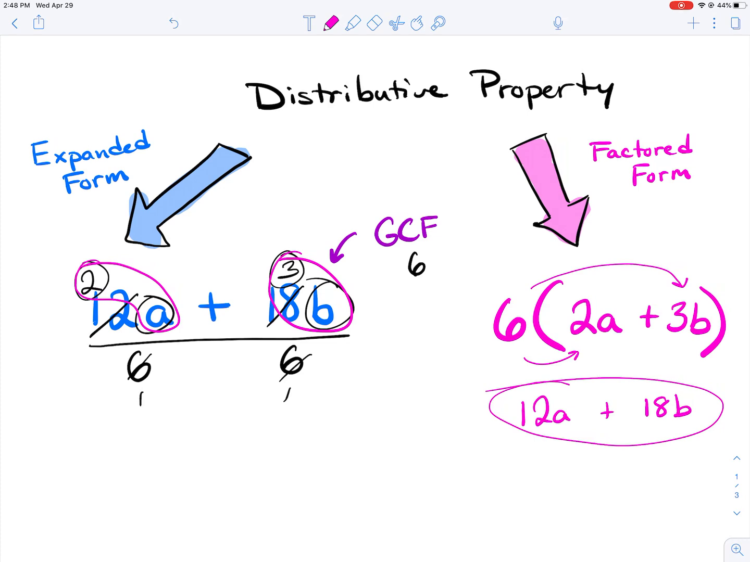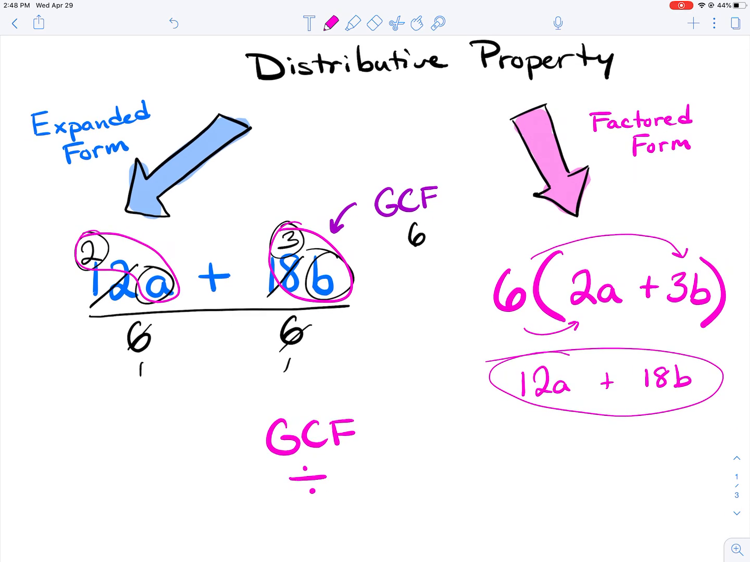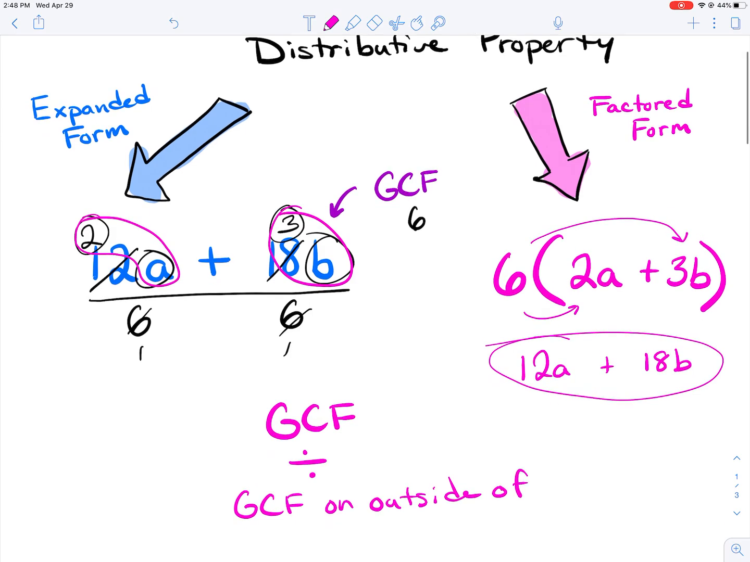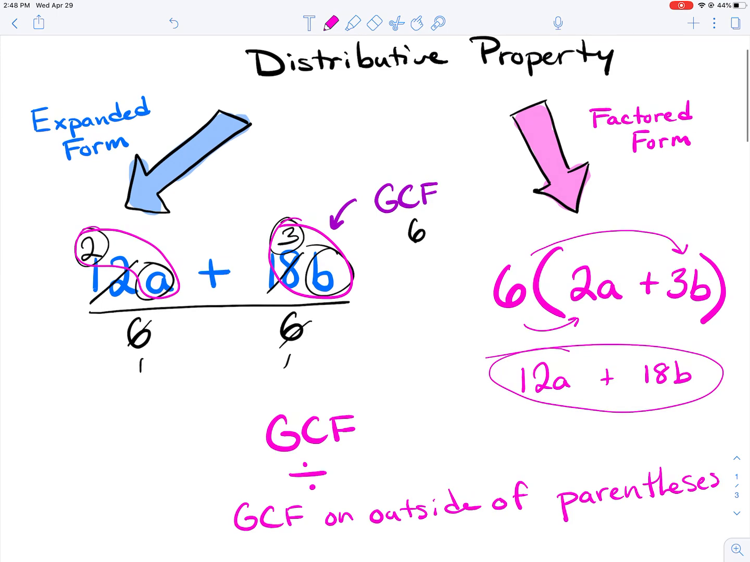The main thing is find the GCF, divide by the GCF, and then put the GCF on the outside of the parentheses. I never spell this word right, parentheses, I think I got it. Okay, that's how you do it. So distributive property, expanded form to factored form.